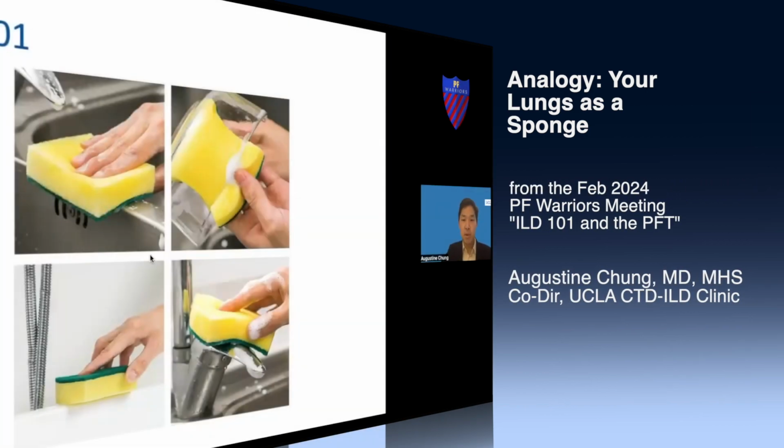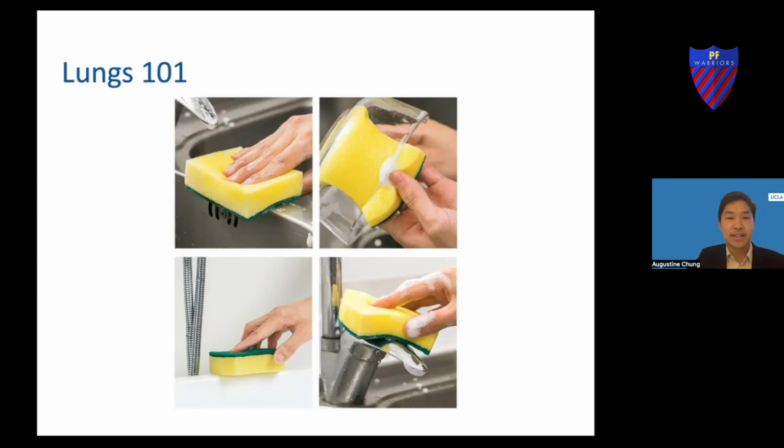The example that I give to my patients when I explain how lungs work is a sponge. A sponge should be nice and pliant. It's elastic. When you push down on it, it easily collapses, and when you let go, it easily springs back. And that's how lungs should work.